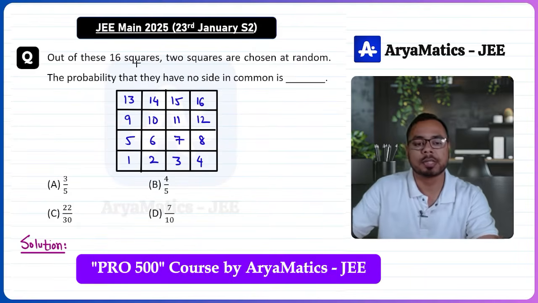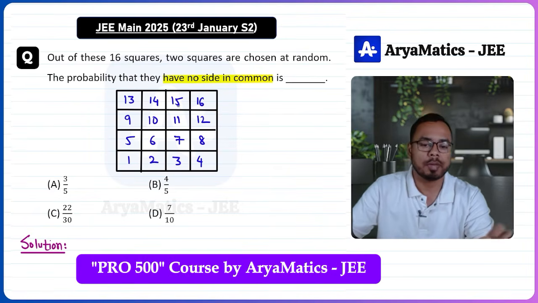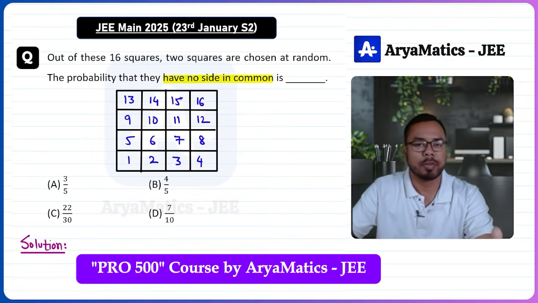Out of these 16 squares, 2 squares are selected at random. Find the probability that they have no side in common. Now this is a problem where we have to find in how many different ways we can select 2 squares so that they have one side in common.